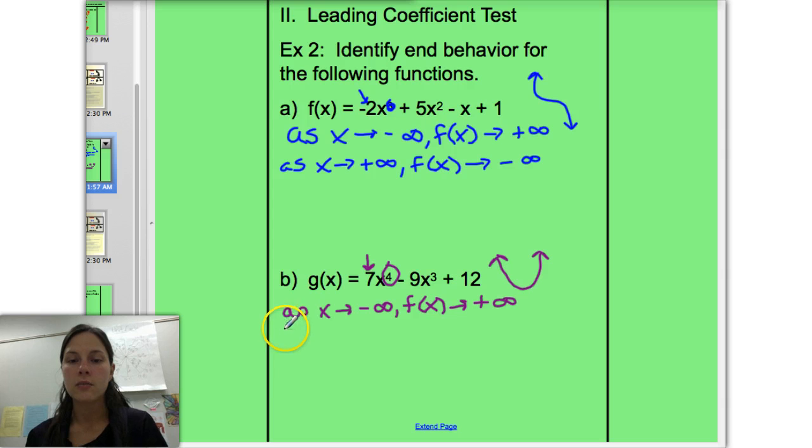And finally, for this one, as x approaches positive infinity, the function or the y values are again increasing off to the right, so f of x approaches positive infinity as well.